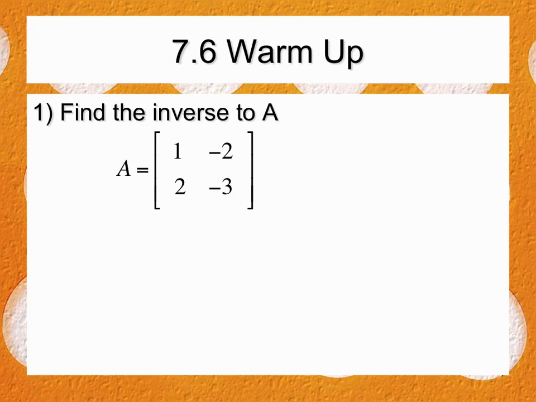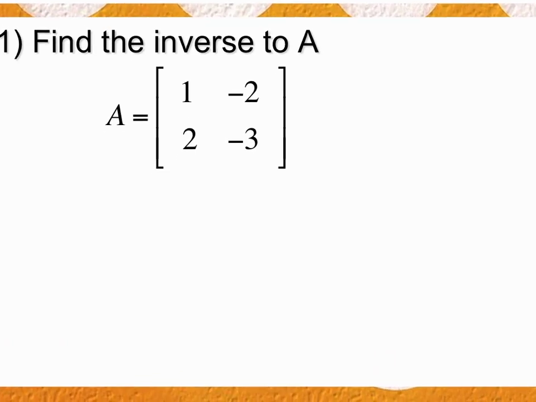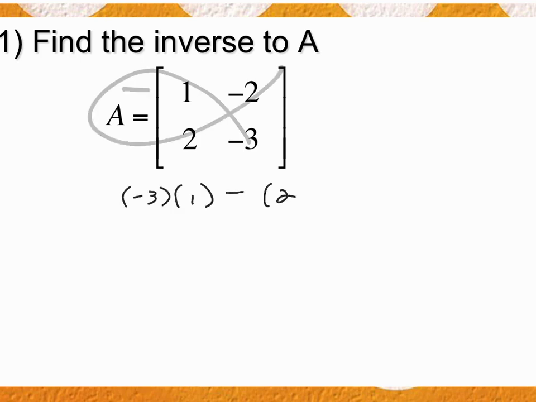All right, so it says find the inverse of A. This is my 2 by 2, so I'm going to use the shortcut, which is multiply these two. I multiply negative 3 times 1, subtract from it 2 times negative 2. I get negative 3 minus a negative 4, which becomes negative 3 plus 4, a positive 1.